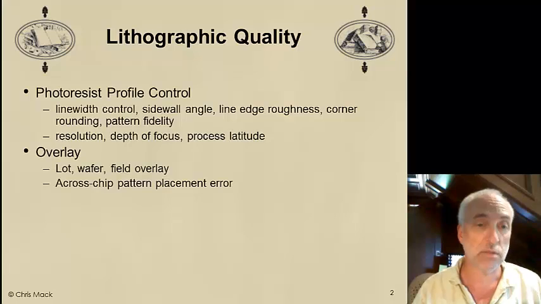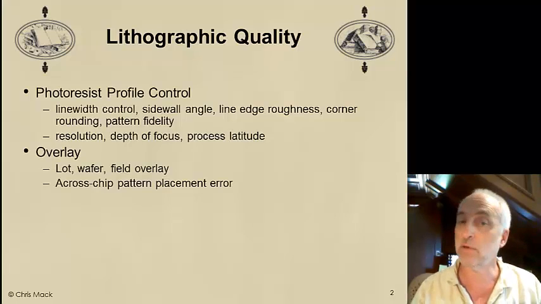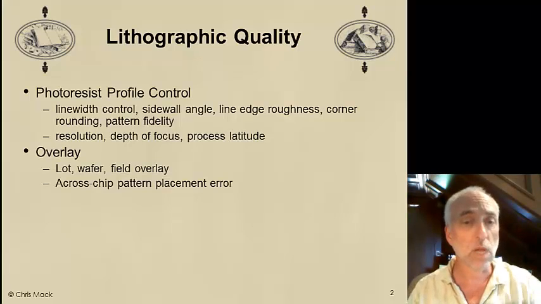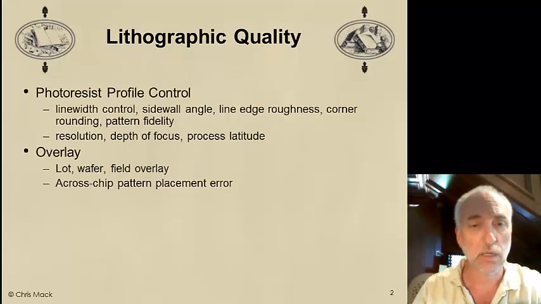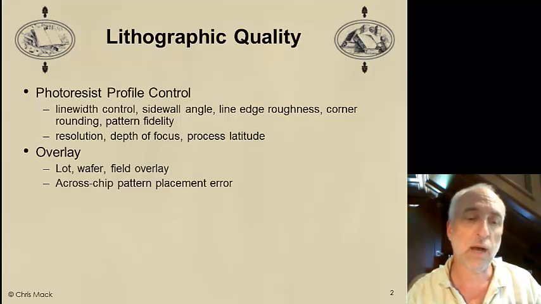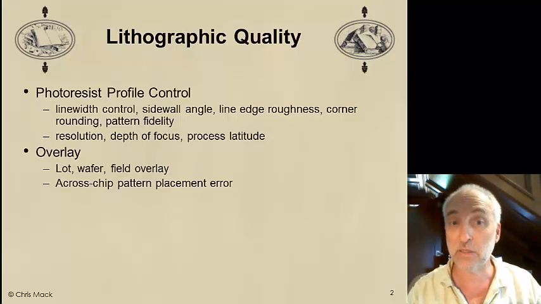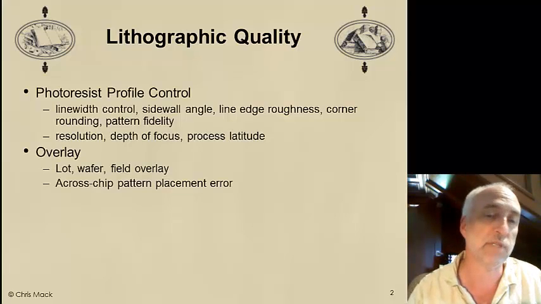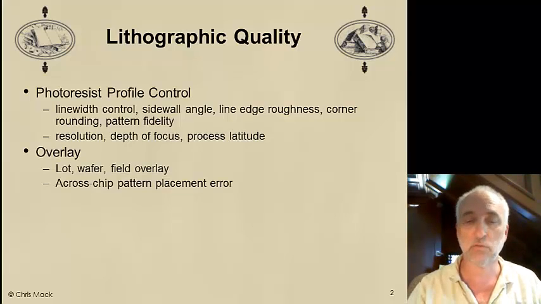Here we worry about the variations in overlay within a lot, across a wafer, and across one exposure field. A cross-chip pattern placement error is also important. This is more of how aberrations and other non-ideal imaging might cause some features to move a little bit to the left and other features to move a little bit to the right.